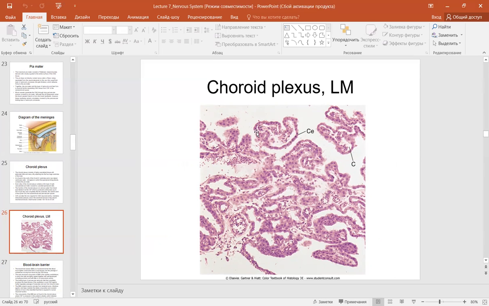cuboidal cells of ependymal glia, and here is the cerebrospinal fluid filtrated from the blood vessels of the choroid plexus. And the arachnoidal villi, or arachnoidal granulation, so the arachnoidal villi are the regions where the cerebrospinal fluid is reabsorbed.